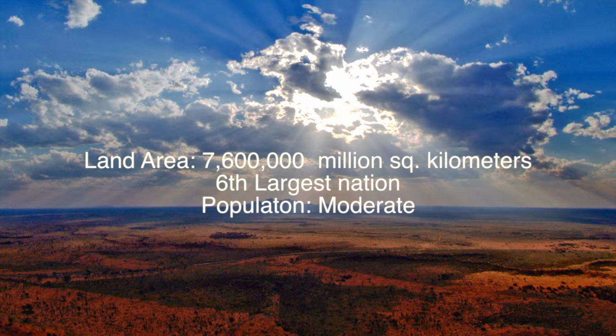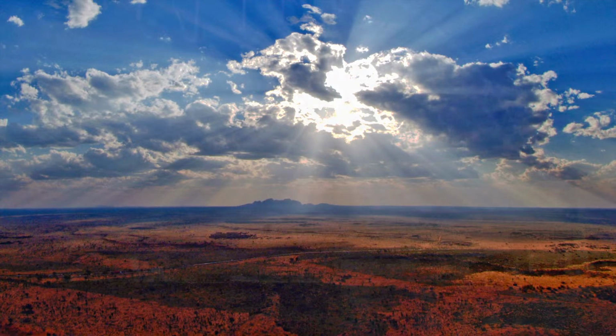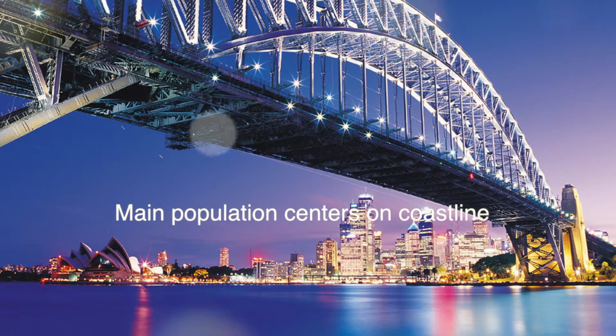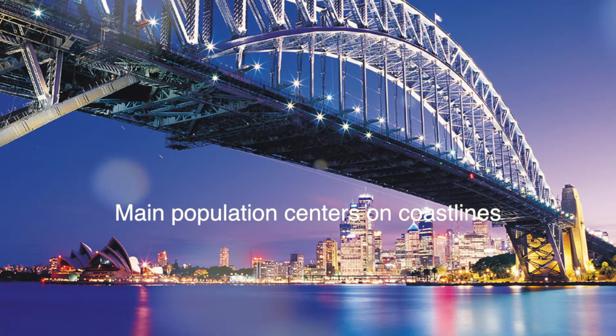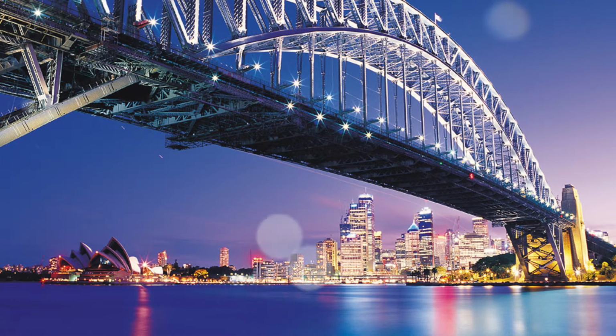The land area is about 7.6 million square kilometers, which is the sixth largest nation after Russia, China, the United States, and Brazil. It is, however, a relatively small population because of the harsh weather environments and ecosystems in the middle of the country. Everyone lives mainly near the coast because of the water, because inland it's all desert, where you have very harsh environments and hot weather.